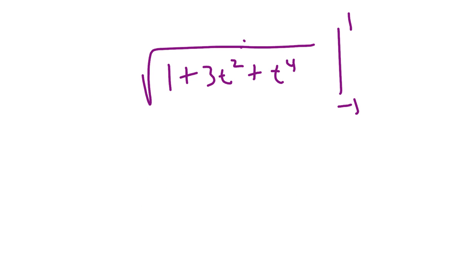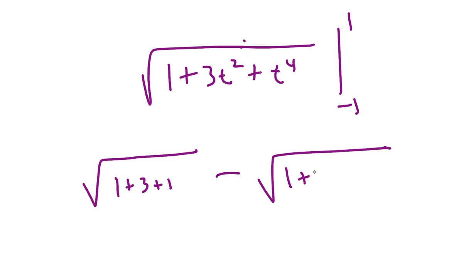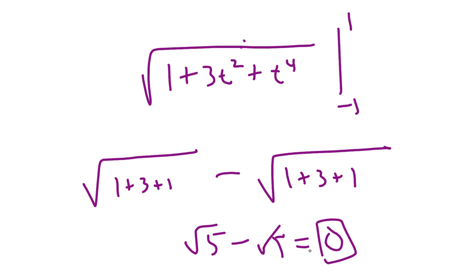And let's see what nice thing happens. So if we were to plug 1 in here, we end up getting the square root of 1 plus 3 plus 1. And then if we were to subtract from that what we get from when we plug in -1, we end up getting 1 plus 3 plus 1 again. So we end up getting the square root of 5 minus the square root of 5, which amazingly is 0. So that's sort of interesting.